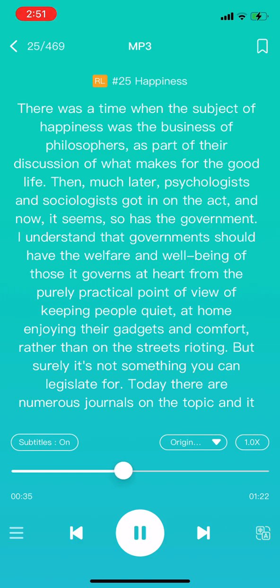Today, there are numerous journals on the topic, and it is even included in the curriculum at some universities and colleges. Surveys are done, statistics compiled, graphs drawn, yet all they seem to prove is what most people have concluded themselves from personal experience. An obvious example would be that having a lot of money doesn't necessarily make you happy. We all wish to be happy and have ideas about what it is we think would make us so. But we also know or suspect that it's not that easy.